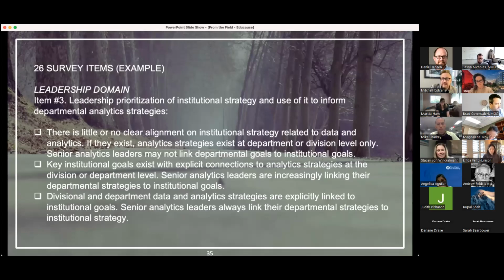The next thing is senior analytics leaders always link their departmental strategies to institutional strategy. If you're not doing that, or if you work in a unit that's not doing that, you take this and you say, hey, why aren't we doing this? I used to have, by the way, just in alignment with this, at Utah State, a cabinet above my desk, you know, the kind where you open it up, there's your snacks in there, and over there is a whole big stack of papers or whatever.